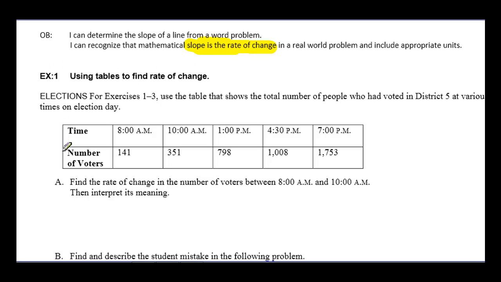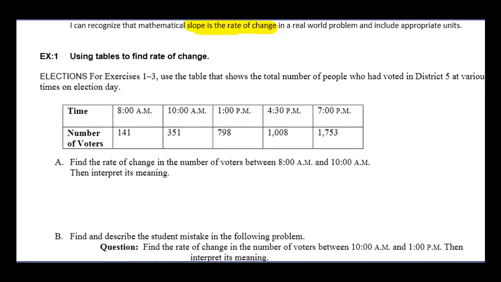Alright, so in example 1, we have this table, and you notice this table says this shows the total number of people who voted in District 5 at various times on election day. So at 8 a.m., 141 people voted. By 10 a.m., 351 people voted. That includes the 141 plus the additional people that showed up between 8 and 10. It continues to grow each time because obviously we can't go back and pull people from voting. They've already voted.